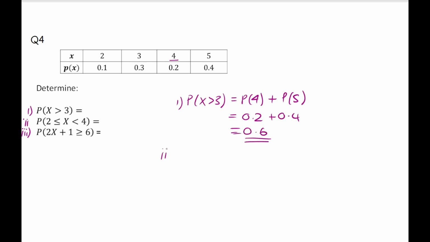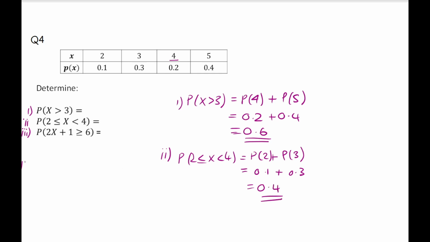Then for part 2, it's asking for the probability where x is between 2 and 4, inclusive of 2 but exclusive of 4. So the probability where x is within this range is going to be the probability of 2 plus the probability of 3. So that's going to be 0.1 plus 0.3, which gives me an answer of 0.4.